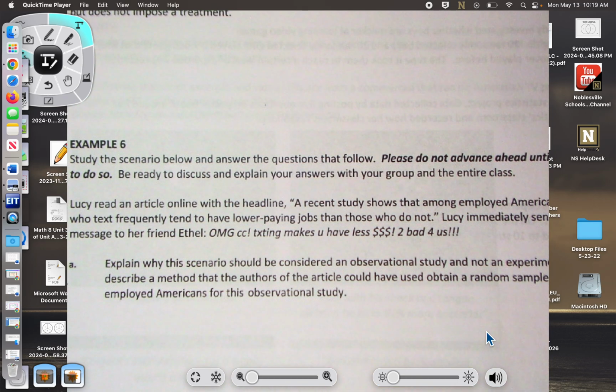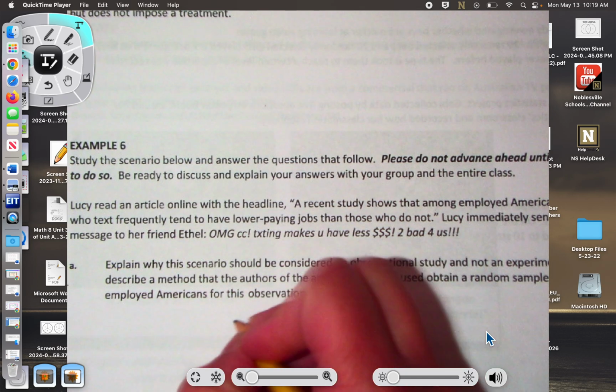So why is this observational? Well, all they're doing is just watching people, right? It doesn't say anything about surveying them. It's just they are observing what the people do. So observing behaviors.